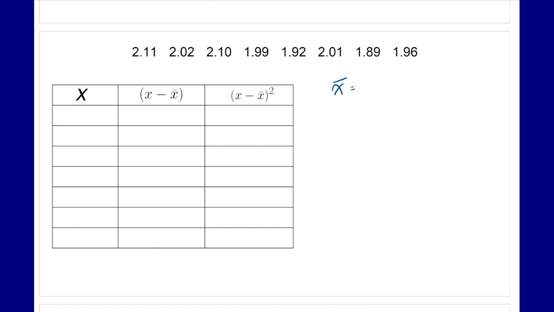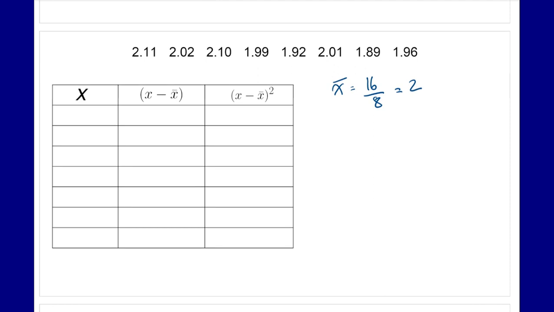1.92, 0.01, we end up with 16 divided by 1, 2, 3, 4, 5, 6, 7, 8. Divided by 8, we get an average of 2.